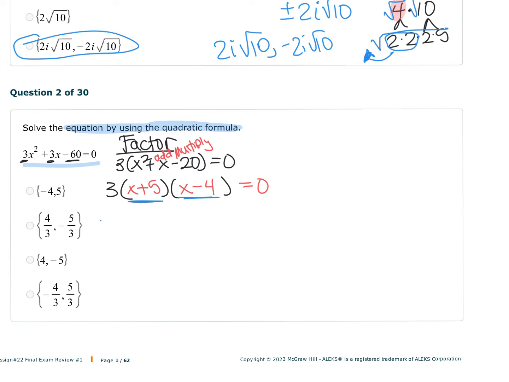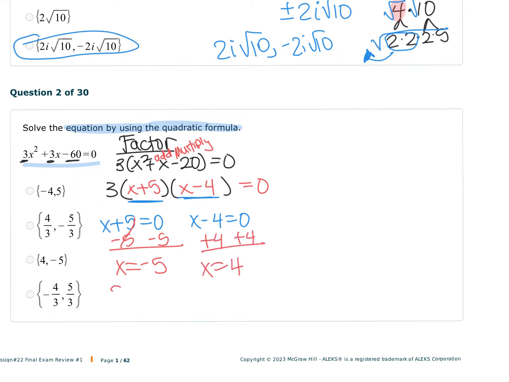Then I use the zero product property and I set each piece equal to 0. And I end up with negative 5 and positive 4. And so that would be my solution set. Okay, so that's my factoring.